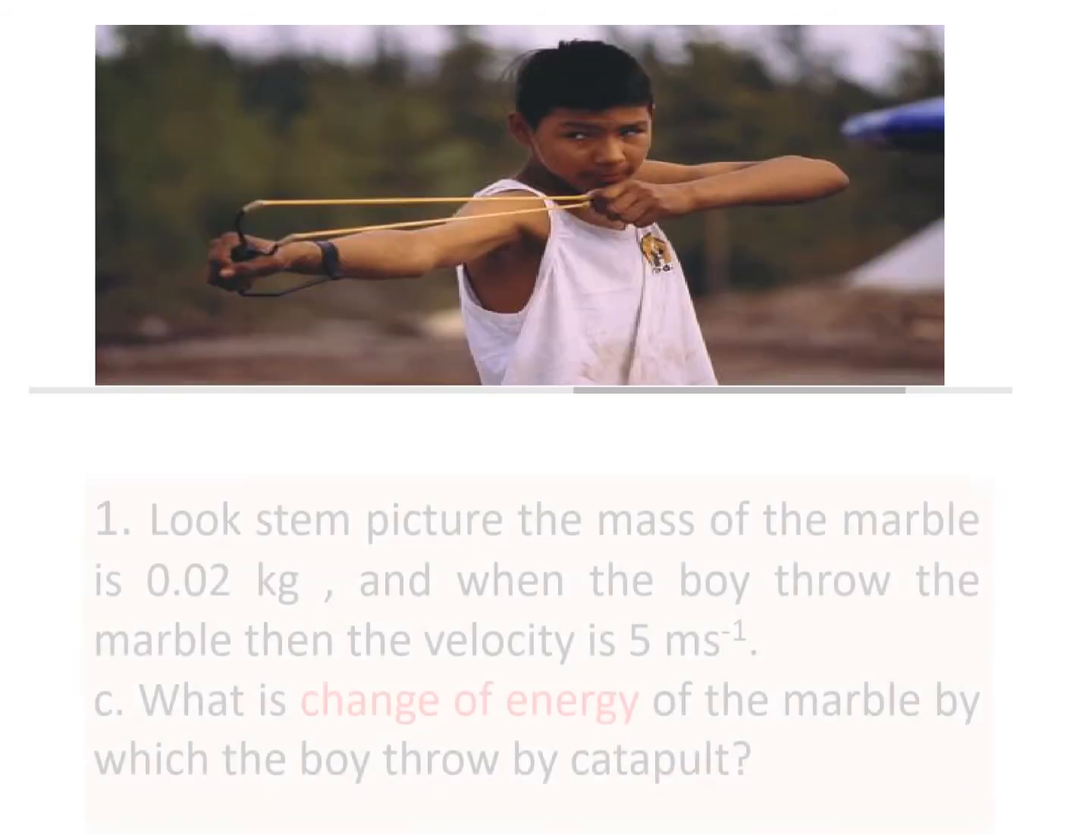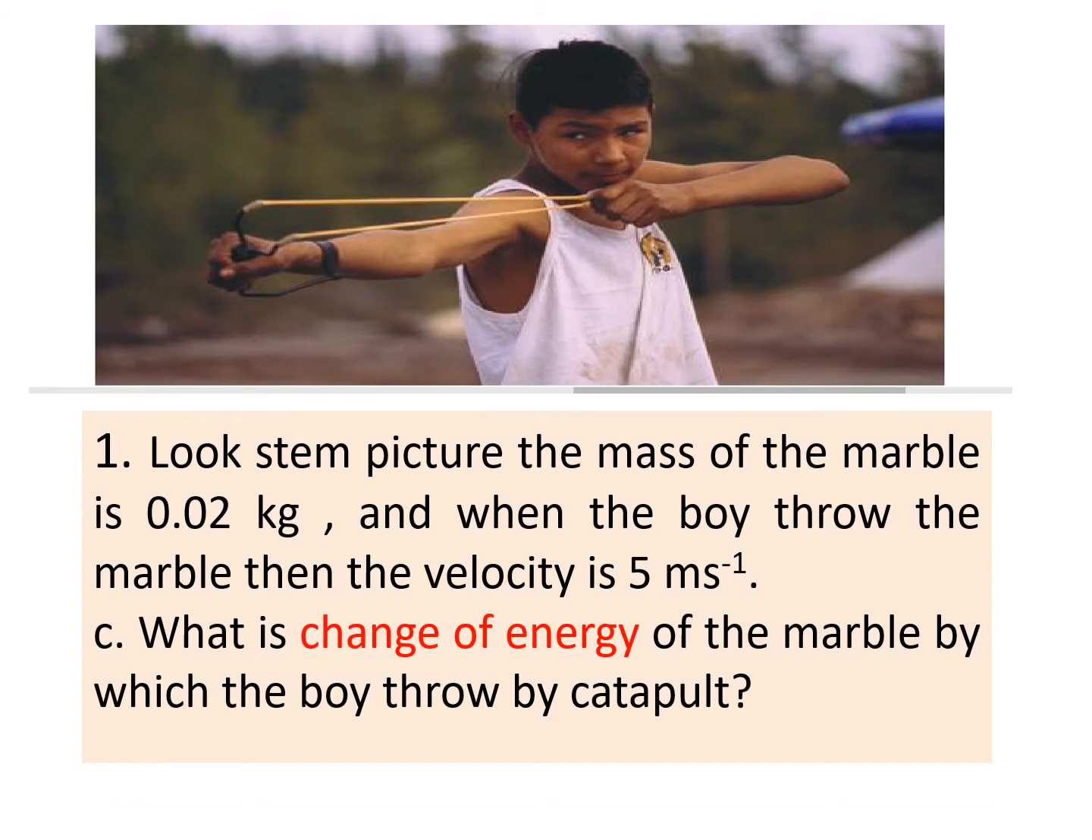Now, my dear students, it's a math. Look at this picture of a boy. The boy is throwing a marble by this catapult. The marble mass is 0.02 kg. When he throws this marble, it gets velocity 5 meters per second. You have to find out the change of energy.